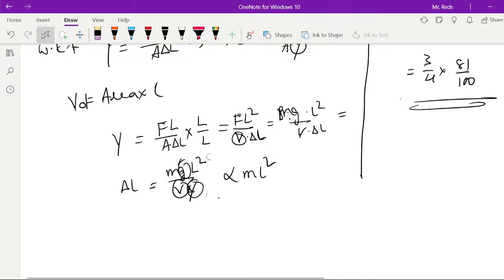Otherwise L square by M. Density is equal to mass by volume. Volume is equal to mass by density. No squares, right? You just need to check in this one. Actually, as volume is proportional to mass, we'll get it in a different way. G is there, or G is a constant.